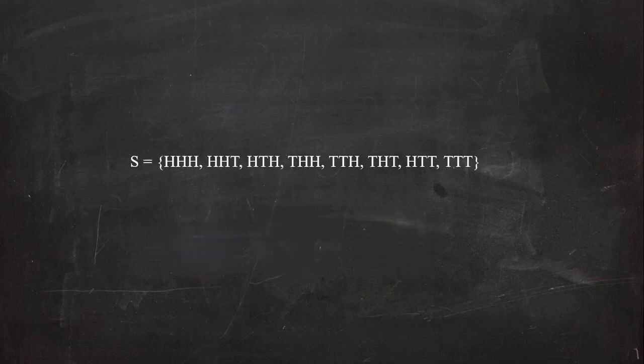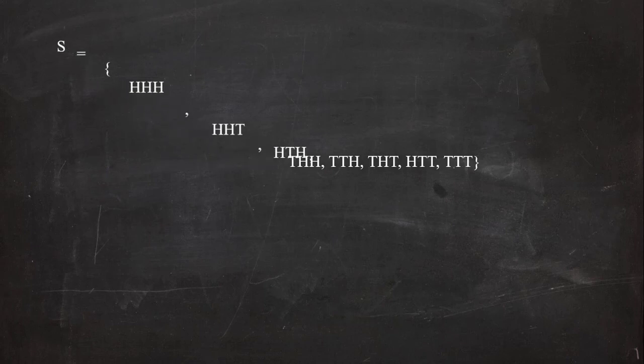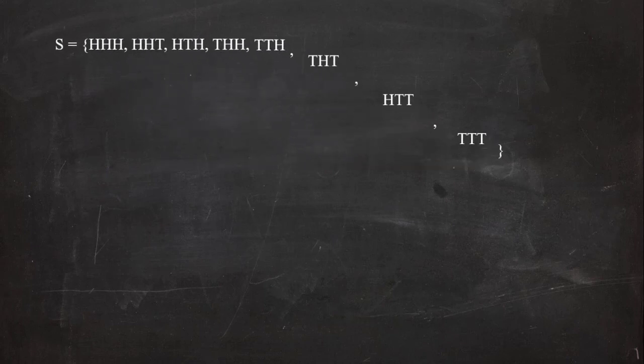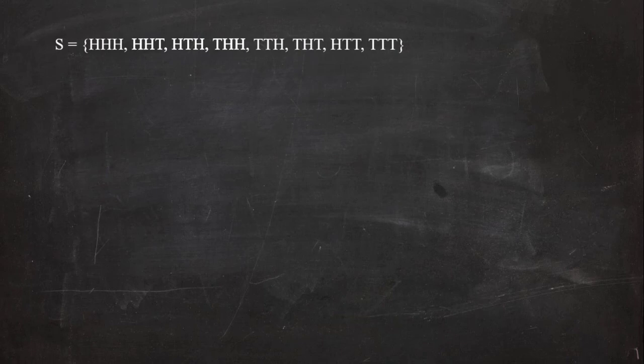The sample space of the first experiment will be: heads, heads, heads; heads, heads, tail; heads, tail, heads; tail, heads, heads; heads, tail, tail; tail, heads, tail; tail, tail, heads; and tail, tail, tail. All the possibilities which can be observed in both the sequential and simultaneous experiments can be seen here. Keeping the sample space aside, now we find the probability of 2 heads in 3 tosses.